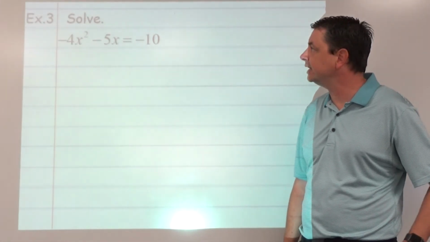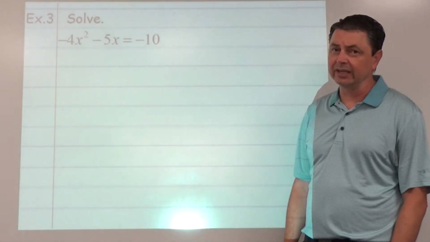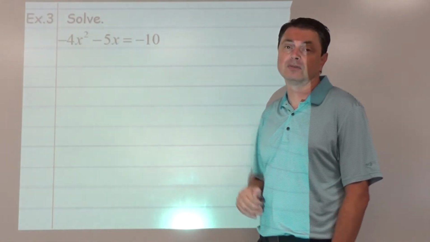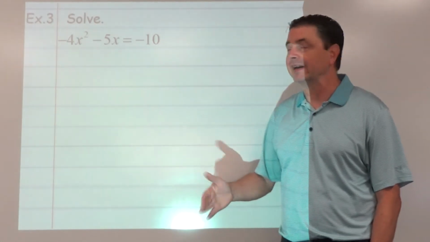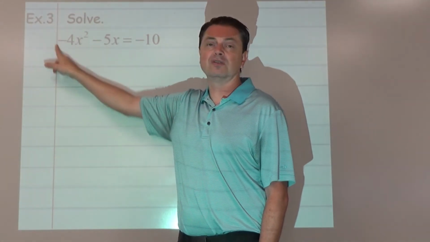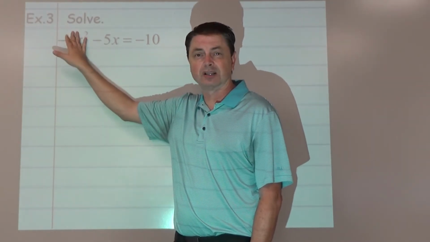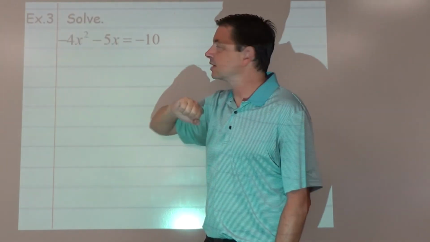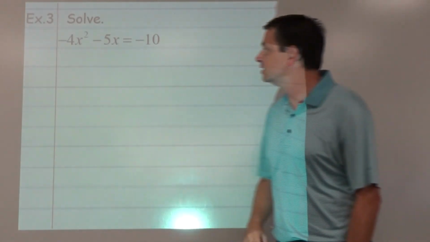Example number 3, solve. Ooh, this one is not ready. Gotta equal 0 if we're doing the quadratic formula or factoring. And just like factoring, it is harder if your coefficient for the x squared term is negative. So we don't really want this here. Let's undo. Let's move this. So let's add 4x squared, add 5x. Let's get the left side to be 0.